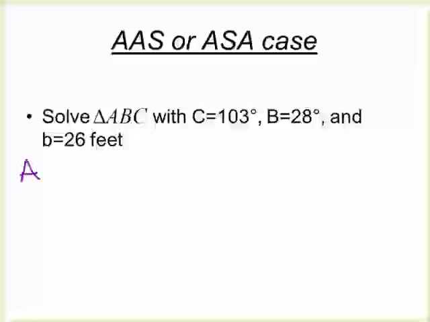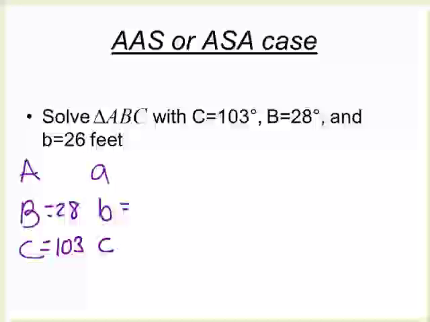So to start each question, I create a list of the 6 parts of a triangle and what I know so far. So I know angle C is 103, I know angle B is 28, and I know side B is 26. So I have 3 more things to solve for.